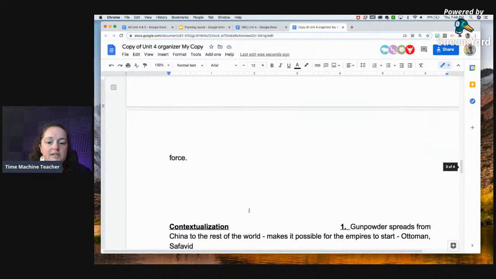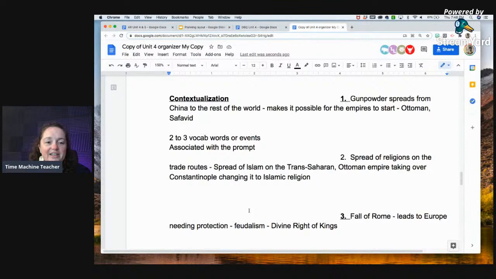Let's talk about the context, which I also forgot to delete. Aren't you lucky? You're so lucky. All right, so for the context, here are some things that you could talk about. At this time frame, gunpowder is spreading from China to the rest of the world, which makes it possible for the Ottoman and the Safavid empires to start, right? Because they're gunpowder empires. You can talk about the spread of religion on trade routes and how Islam spread on the Trans-Saharan and the Ottoman Empire taking over Constantinople, changing it to the Islamic religion.